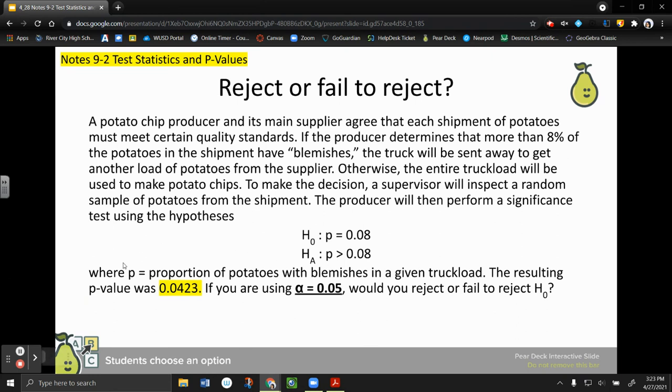All right, and this last example, we have a p-value of 0.0423 and then alpha of 0.05. Would we reject or fail to reject? In this case, we compare this to alpha. That is less than alpha. In this case, we're also going to reject our null hypothesis.